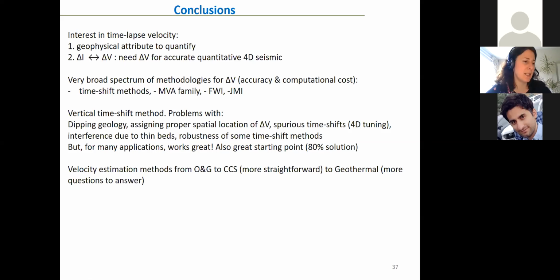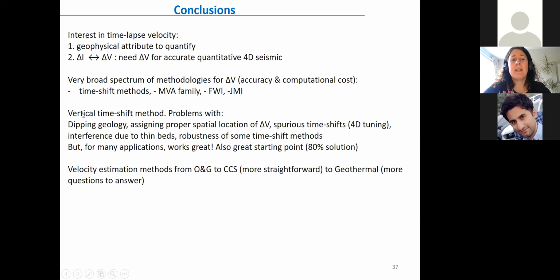I presented to you a very long and maybe boring discussion for this very broad spectrum of methodologies for delta V, and some of them are so complex and involved that I may have not given them enough merit. But just to summarize, we have these simpler time shift methods, and then going to the migration velocity analysis family, full waveform inversion, and joint migration inversion.